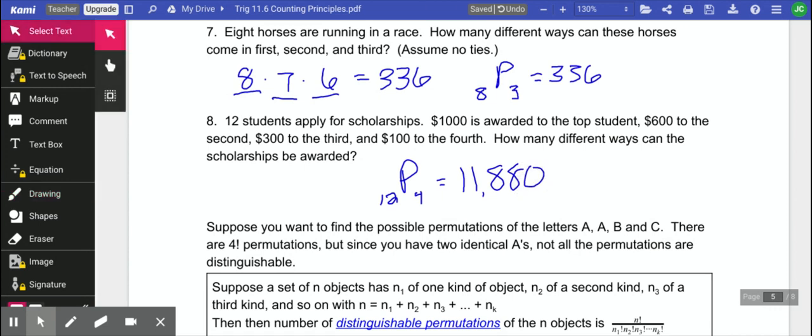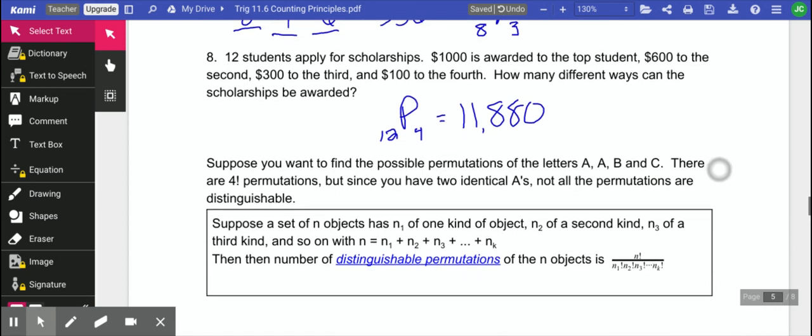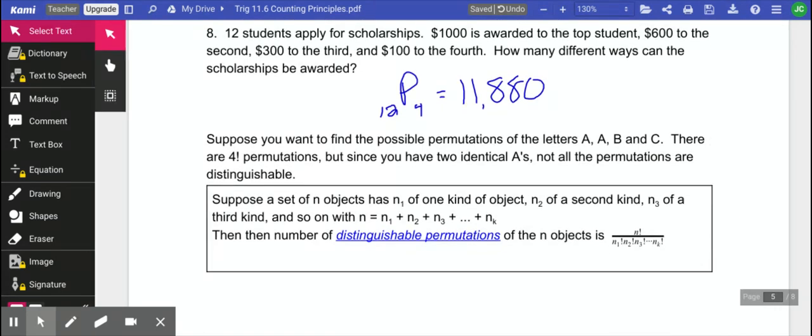All right, now suppose we wanted to find the possible permutations of the letters A, A, B, and C. So there are 4 factorial permutations, because we have 4 elements here, just like the W, X, Y, and Z. But since we have 2 identical A's, not all the permutations are distinguishable. That means we can't tell the difference. So when that happens, we have to count the number of distinguishable permutations.